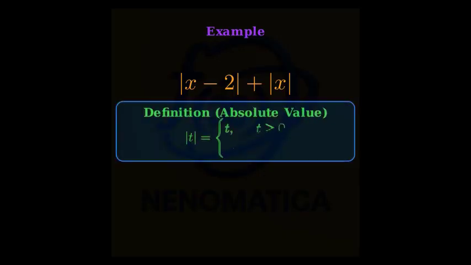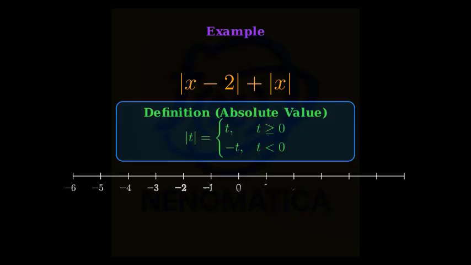First, recall the definition. The absolute value of a quantity t equals t if t is greater than or equal to 0 and equals negative t if t is less than 0. We will apply this definition to the expressions x and x minus 2. Next, draw a number line and mark the critical points 0 and 2. These points decide the sign of x and the sign of x minus 2.